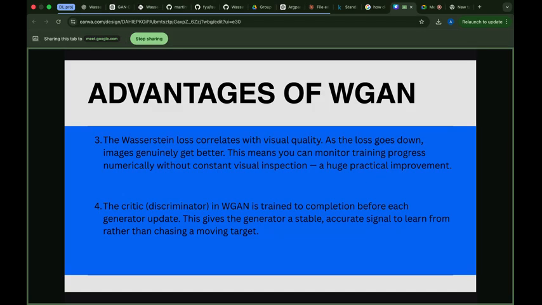And the last advantage is, if we train a GAN without batch normalization, the output images are not at all satisfactory. This doesn't happen with WGAN because it gives a stable, accurate signal to learn from rather than chasing a moving target. These are the limitations of GAN and how WGAN solves them.